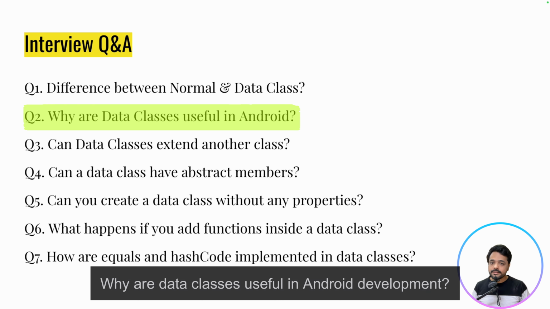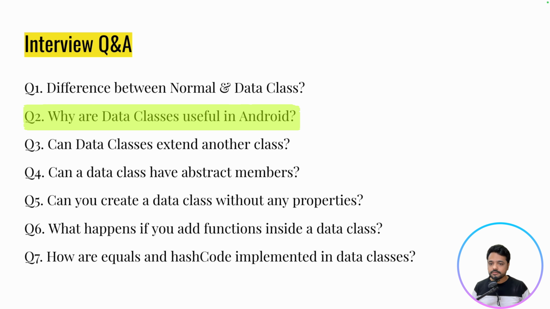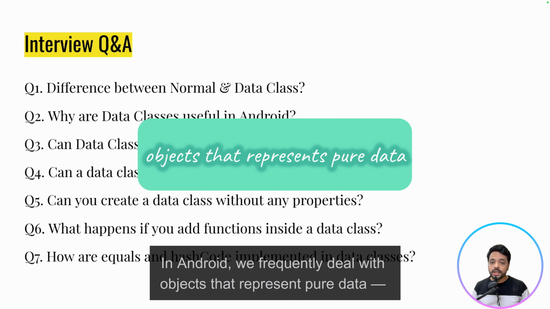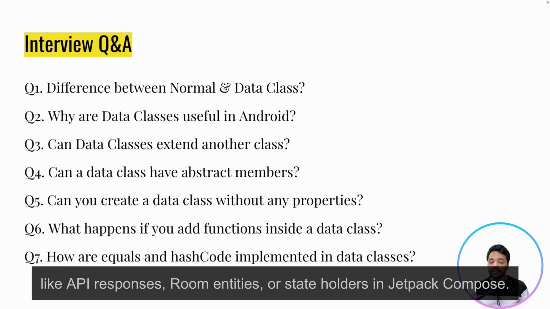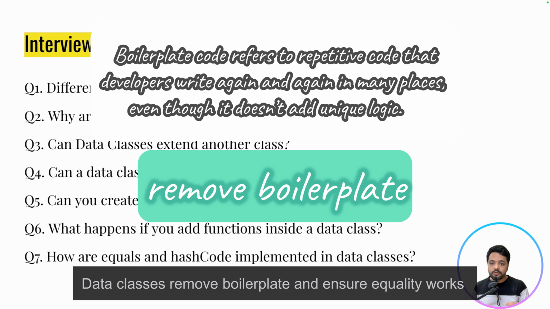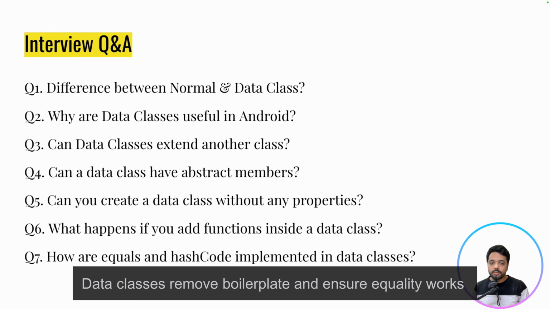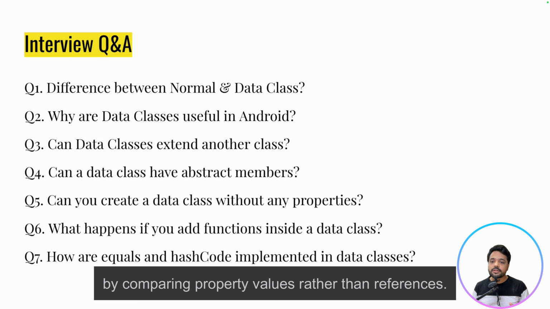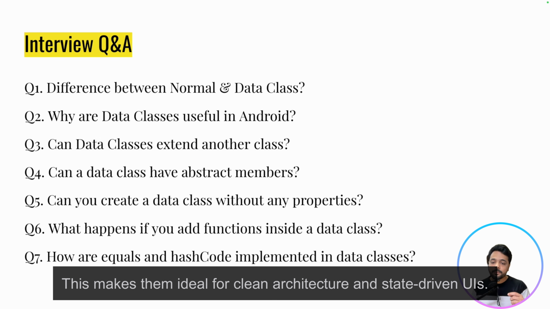Why are data classes useful in Android development? In Android, we frequently deal with objects that represent pure data like API responses, Room entities or state holders in Jetpack Compose. Data classes remove boilerplate and ensure equality works by comparing property values rather than references. This makes them ideal for clean architecture and state-driven UIs.